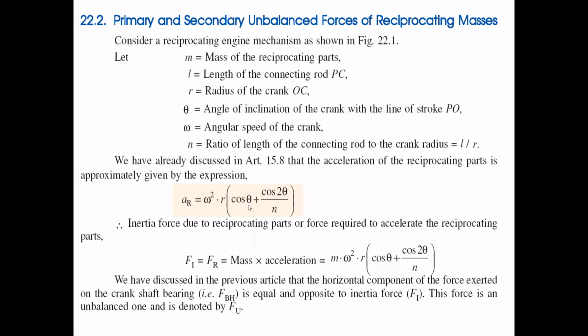Acceleration is already written earlier, and the mass is small m. So the force is m omega square r times cos theta plus cos 2 theta by n. Just observe that both are acting here: one is the inertia force and the other is the resultant or required force. Both are equal, but they are opposite in direction, equal and opposite.